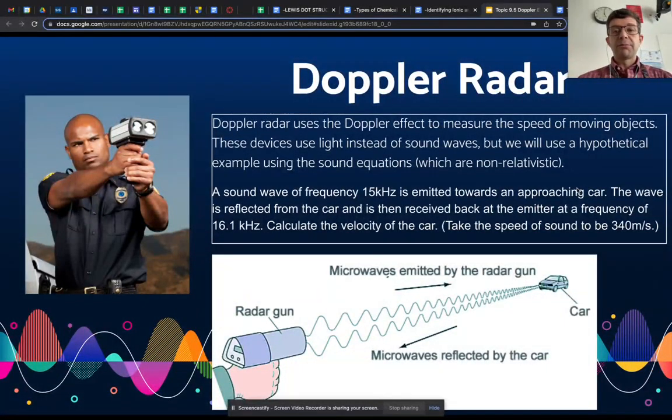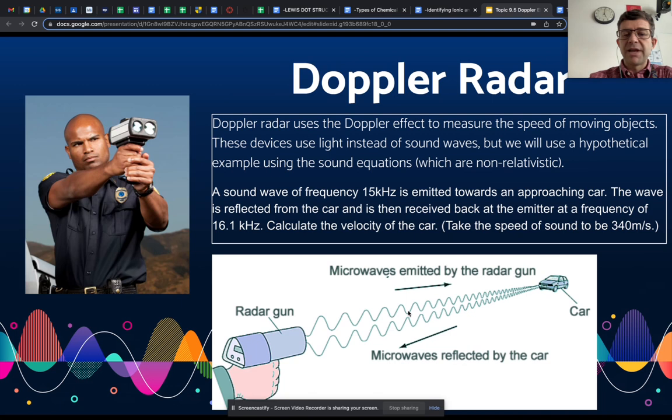I did want to do a problem with you that has to do with Doppler radar. Doppler radar is a tool used by police officers to enforce traffic speed limits. I'm actually going to do a modification of it because Doppler radars actually tend to use light lasers as opposed to sound waves. But I want to be able to use our Doppler equations. So we're going to pretend that we're using a sound wave of 15 kilohertz being emitted from one side of the radar gun. And it's emitted towards an approaching car.